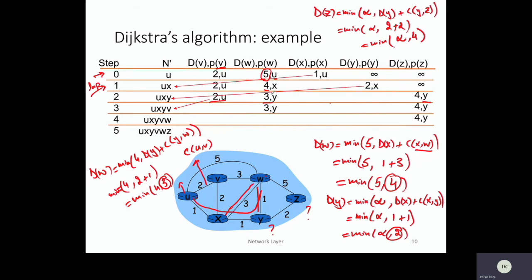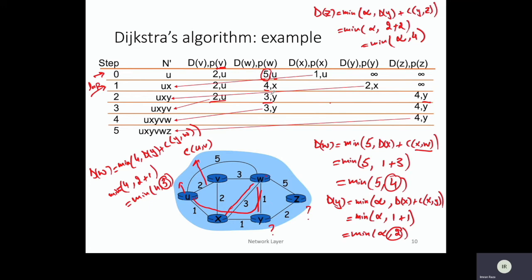Yes, you're right, W. So now I'll add W, and then again, I'll try to find a node that is not in N such that the cost to reach from U to that node is minimum. So I will add Z into N. At this point, the algorithm will converge, and we have all the routers in N, right?